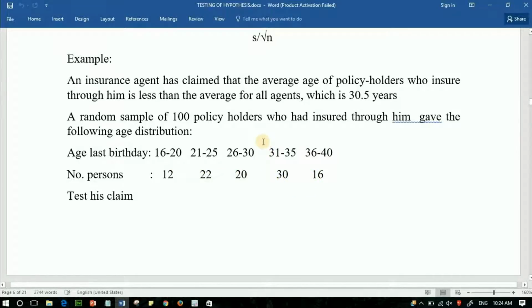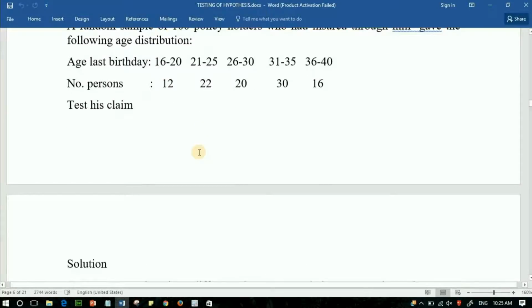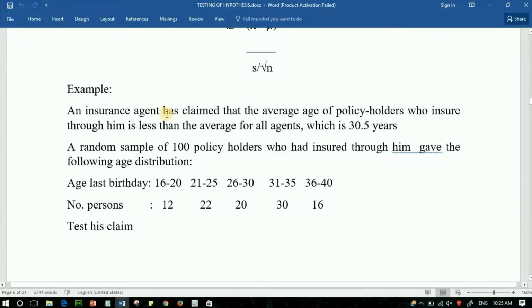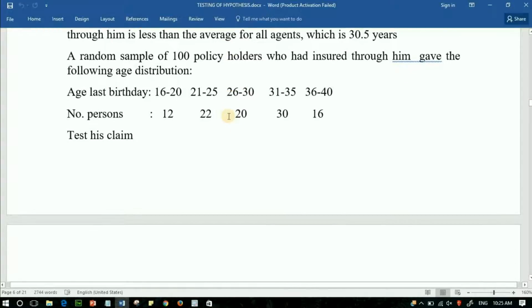In the last problem, they directly gave x bar and sigma. In this case, they are giving the sample values, that is the frequency distribution is given. So what you have to do is find the value of x bar and S, because the population standard deviation is not given. Test his claim. What is his claim? His claim is that the average age of policyholders who insure through him is less than the average of all agents, which is 30.5 years.